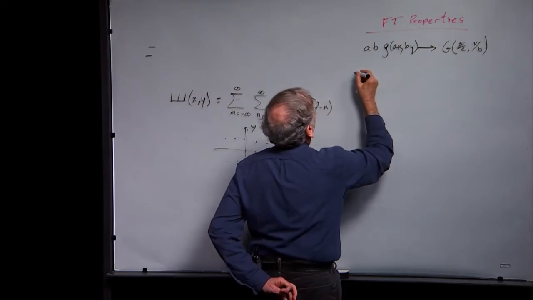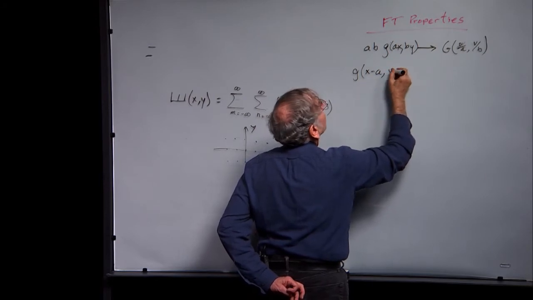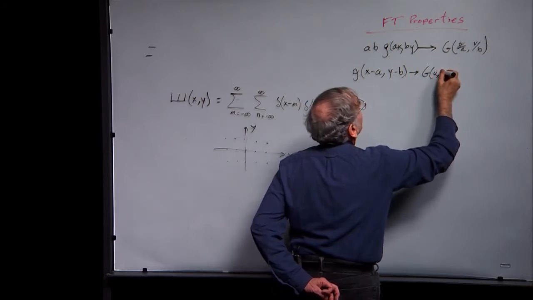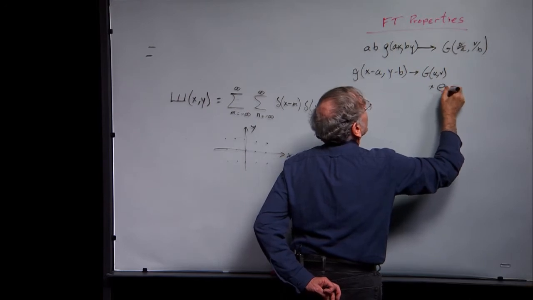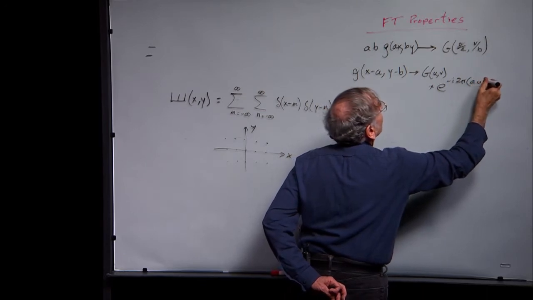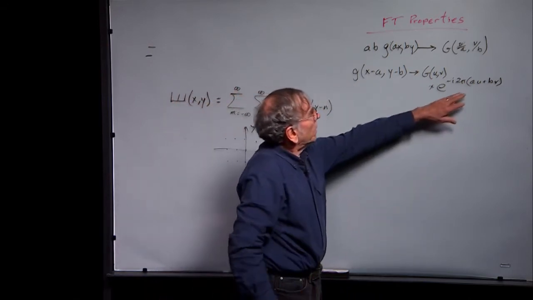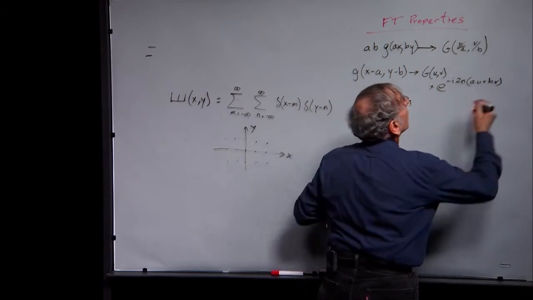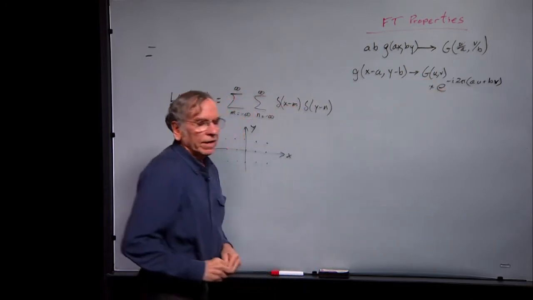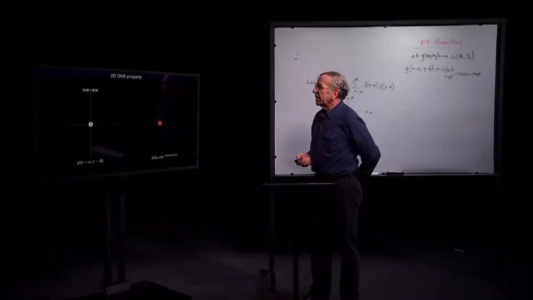So just a generalization of what we saw there in 1 dimension. The shift property also looks familiar. g of x minus a, y minus b transforms into big G of u, v times a complex exponential, e to the minus i 2 pi (au plus bv). So we have a complex exponential, a phase term that now multiplies what is otherwise just the ordinary Fourier transform of the function.